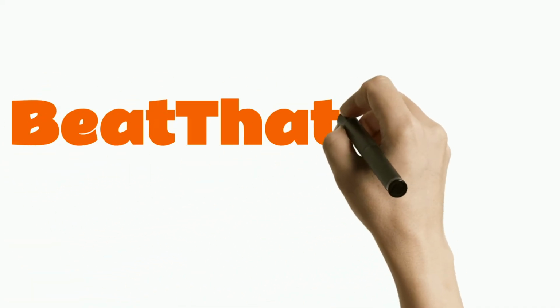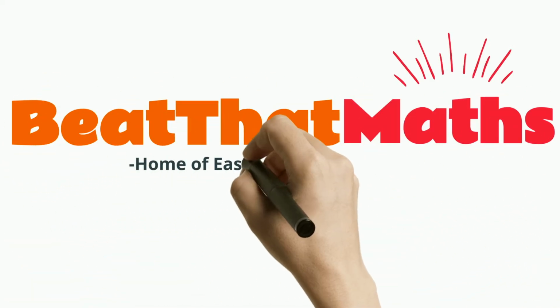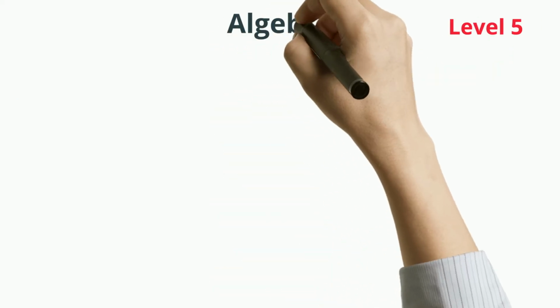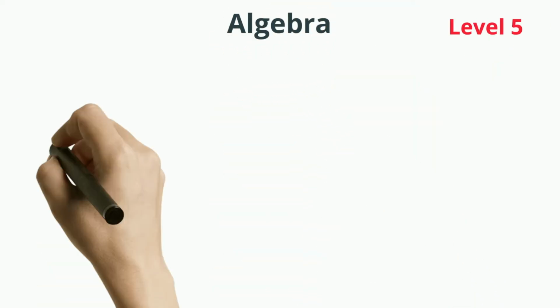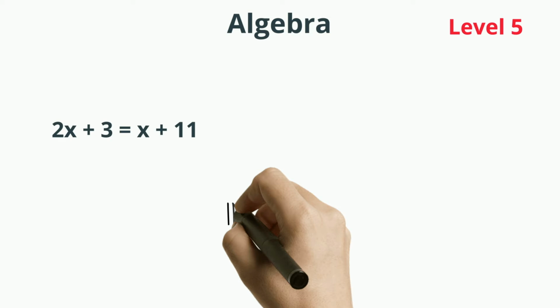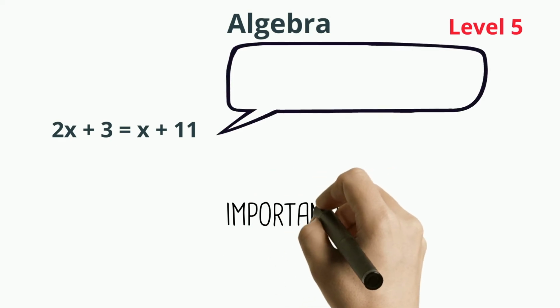This is how to solve two-step algebra equations with BeatThatMaths. Let's take a look at our first example: 2x + 3 = x + 11. Now you can see that we have a missing value on both sides. That's the something new for this level.